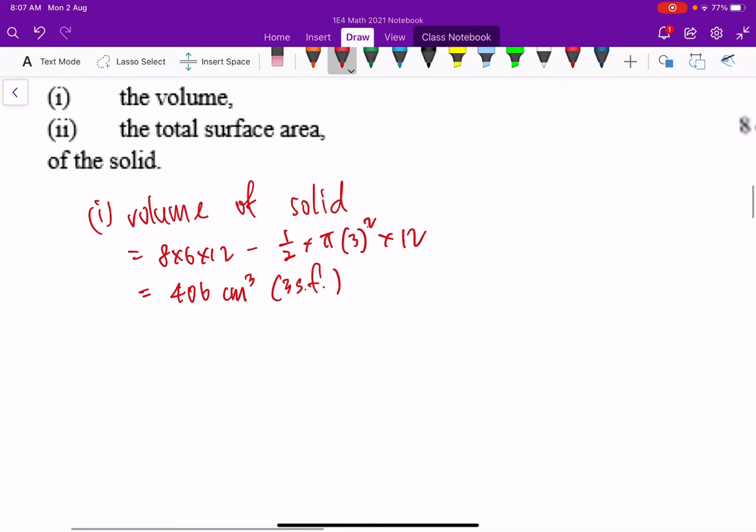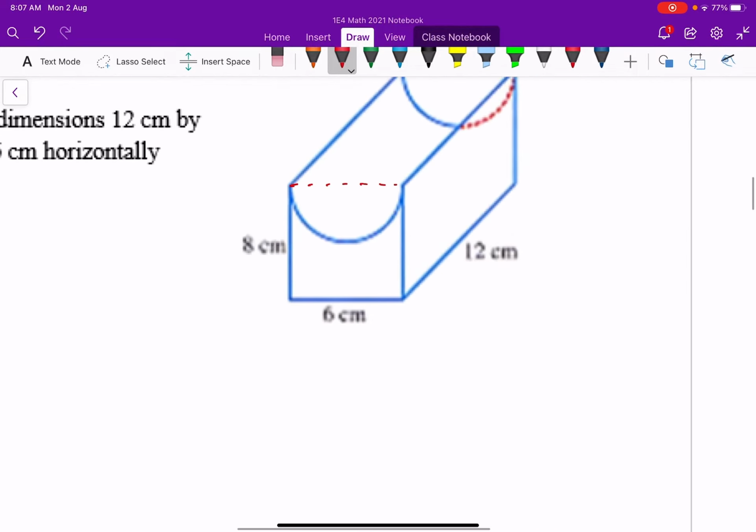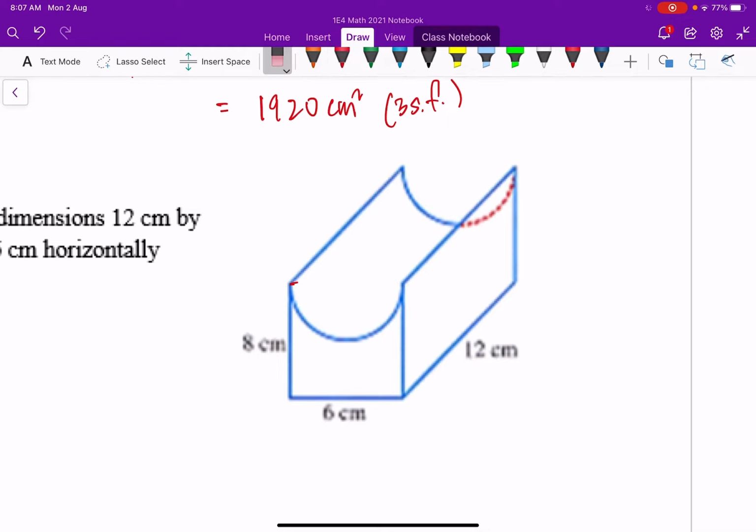Next part, total surface area. Let's take a look here. I'm going to erase a dotted line. It's easy for us to calculate the side here. If I draw a dotted line, we need good imagination to see the 3D shape. So the 1, the 2, the sides that you cannot see at the back and at the bottom, and of course this one here, are 3 sides that are easy to find because they're rectangles.